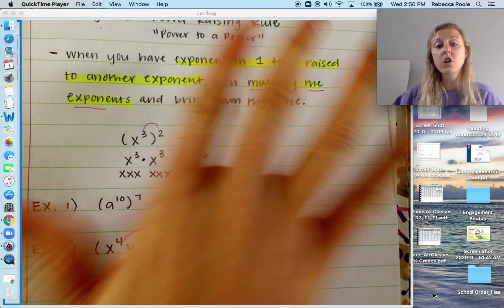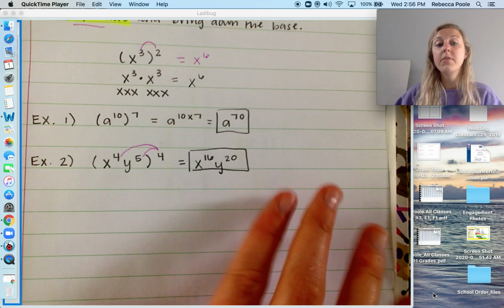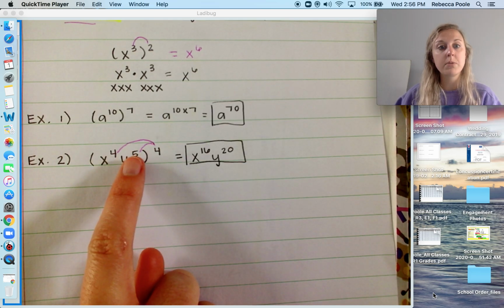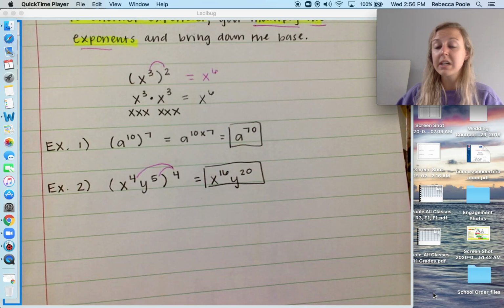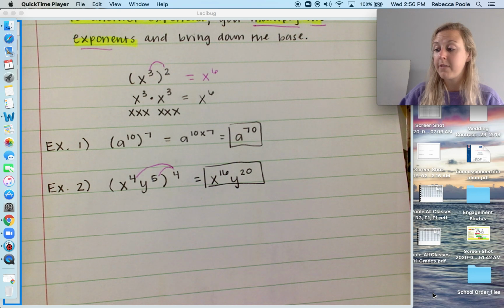All right, so this is your power raised to a power rule. This bottom one where we had to distribute, that's going to lead us into what we're doing tomorrow, okay? So you've got 3 examples on this. I really feel like y'all will be fine on this.